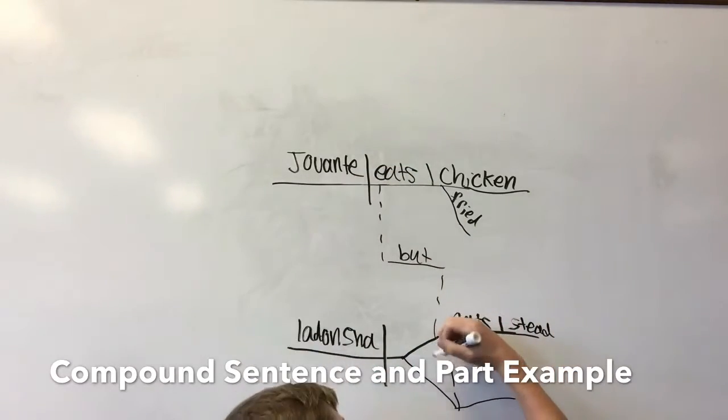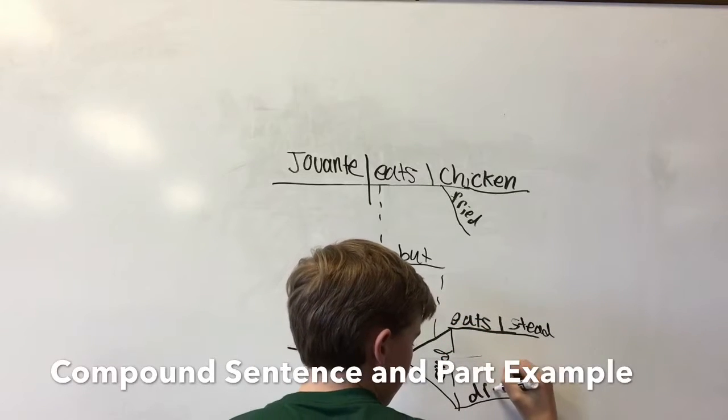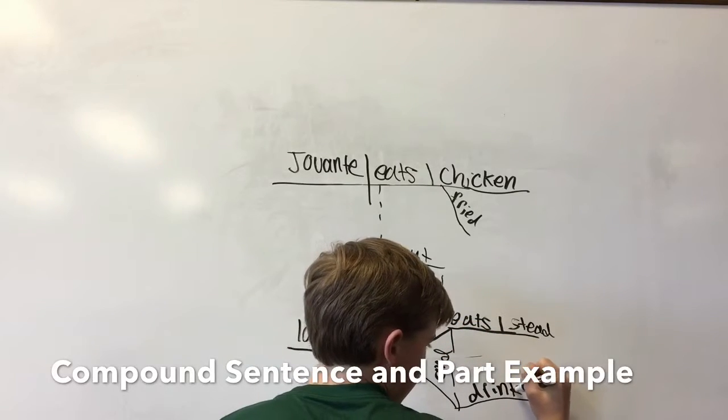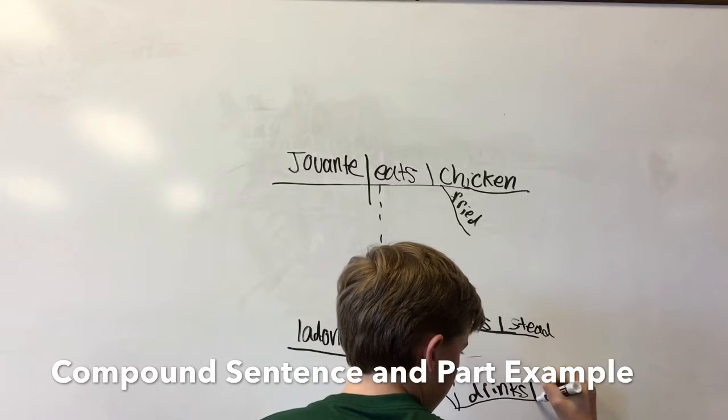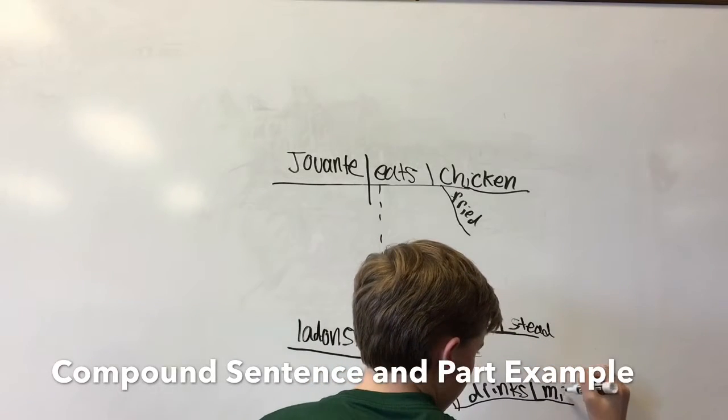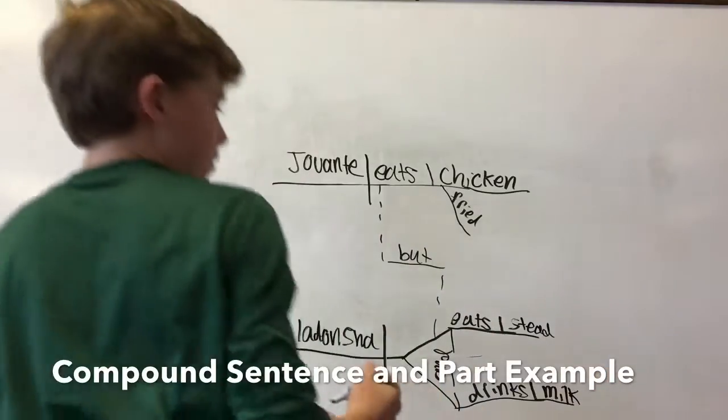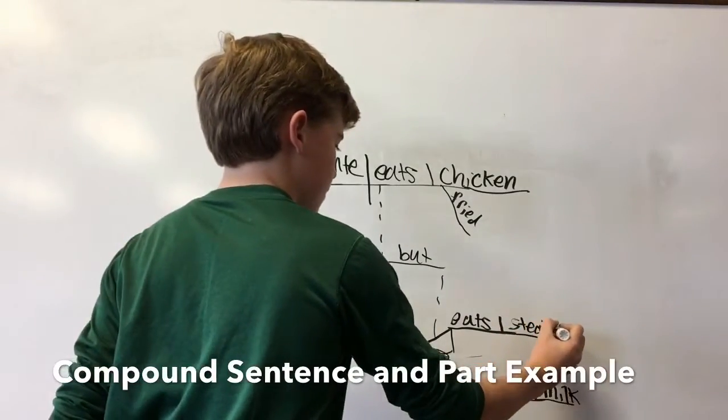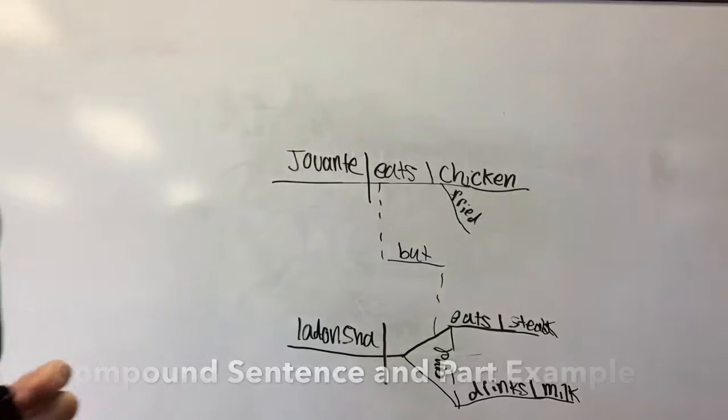Now you put a dotted line connecting the two parts of the price tag. In that is and, the conjunction. In the second verb spot, you put the second verb, which is drinks. In that direct object spot, you put milk. That is the complete version of the compound sentence with the compound part.